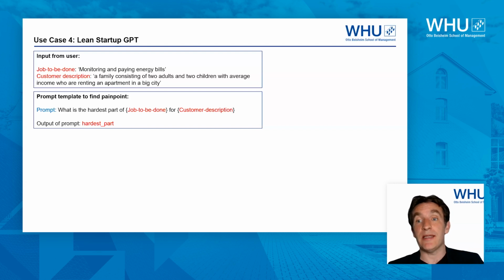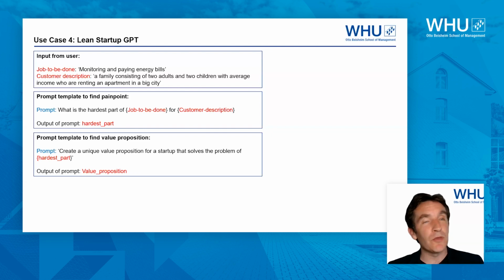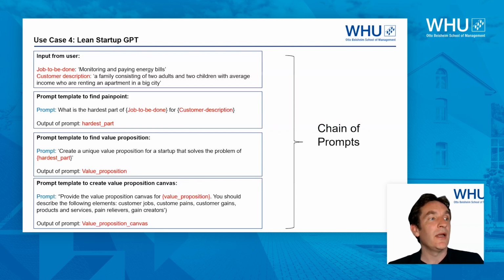And you also say, okay, the output of the prompt is the variable hardest part. And then in the next prompt, you use the output hardest part as the input for your next prompt. So then you say, okay, now we do a prompt: create a unique value proposition based on the hardest part that you identified before. And the outcome now is value proposition. And this will be the input for the next prompt, where you want to create the value proposition canvas. So in this way, you can create what is called a chain of prompts, a sequence of prompts, and then you can automatically execute the different prompts.